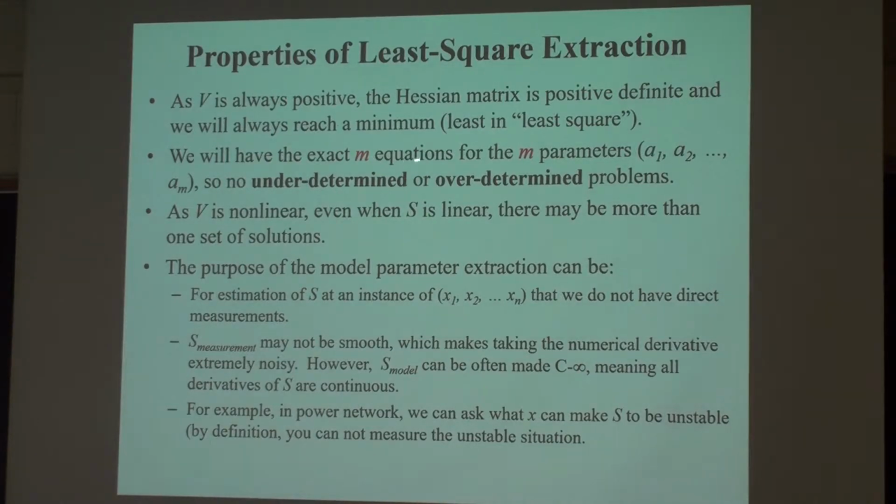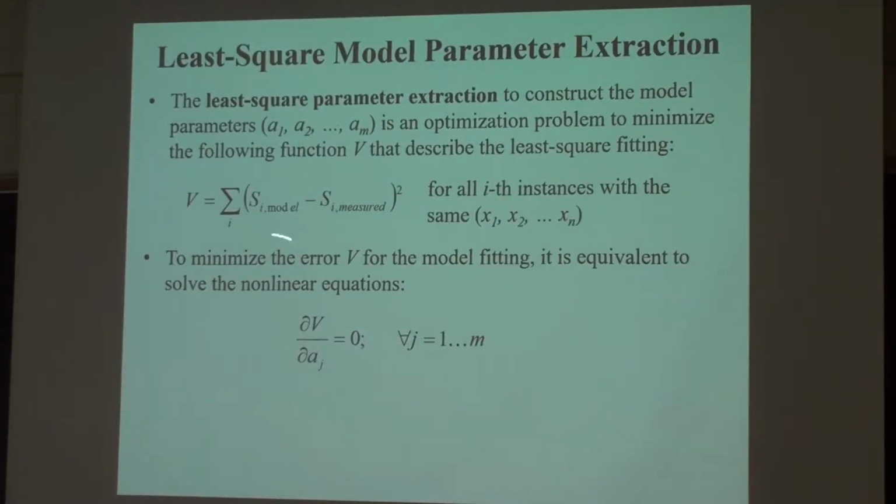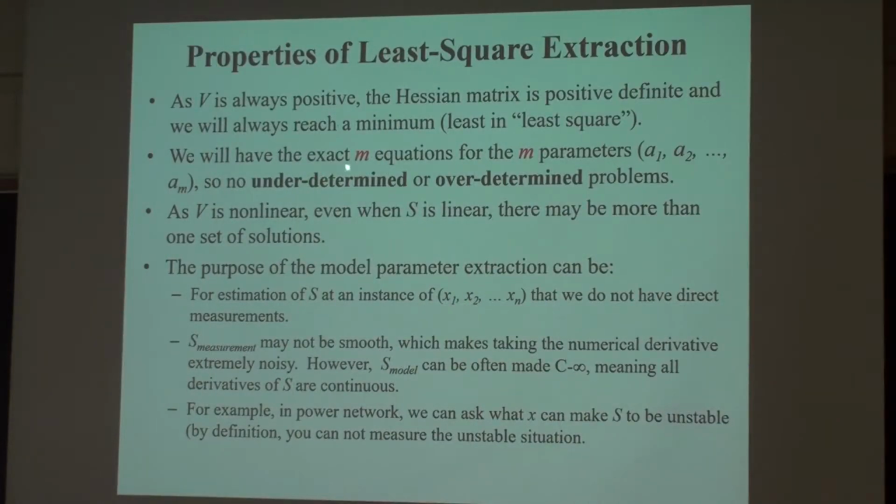We'll always have exactly m equations, because I'm taking the gradient to be 0. So the number of equations going to 0 is identical to the number of parameters. That's where I take my partial derivative. So it's always the exact number: m equations for the m parameters. It's not underdetermined, it's not overdetermined. It may have multiple solutions, but it always has at least one solution. That describes a local minimum of that fit. And you can see V is nonlinear, even so S can be linear.